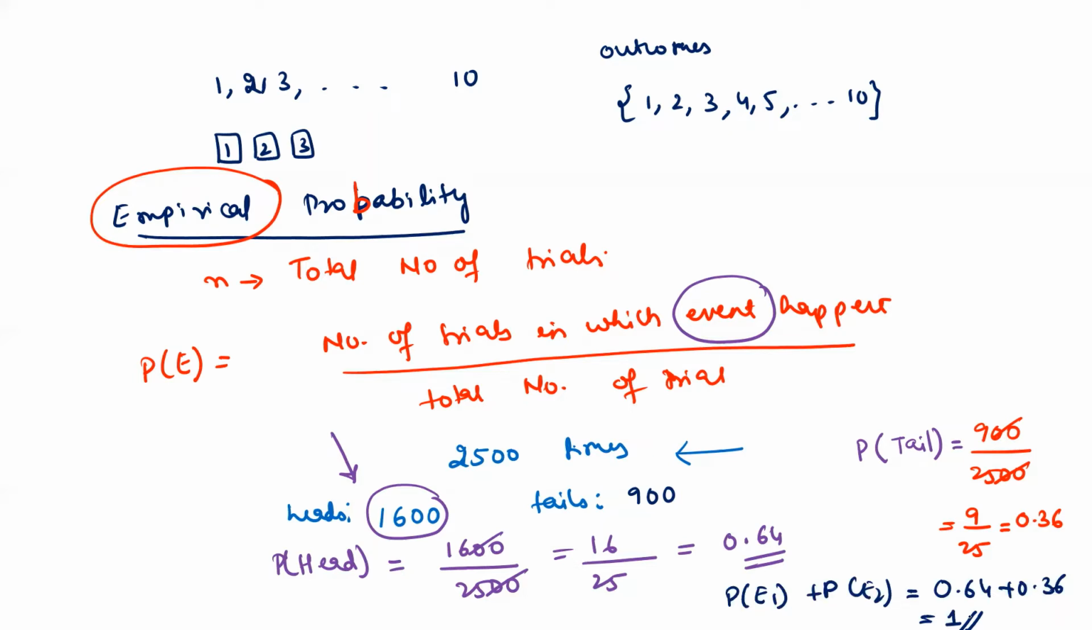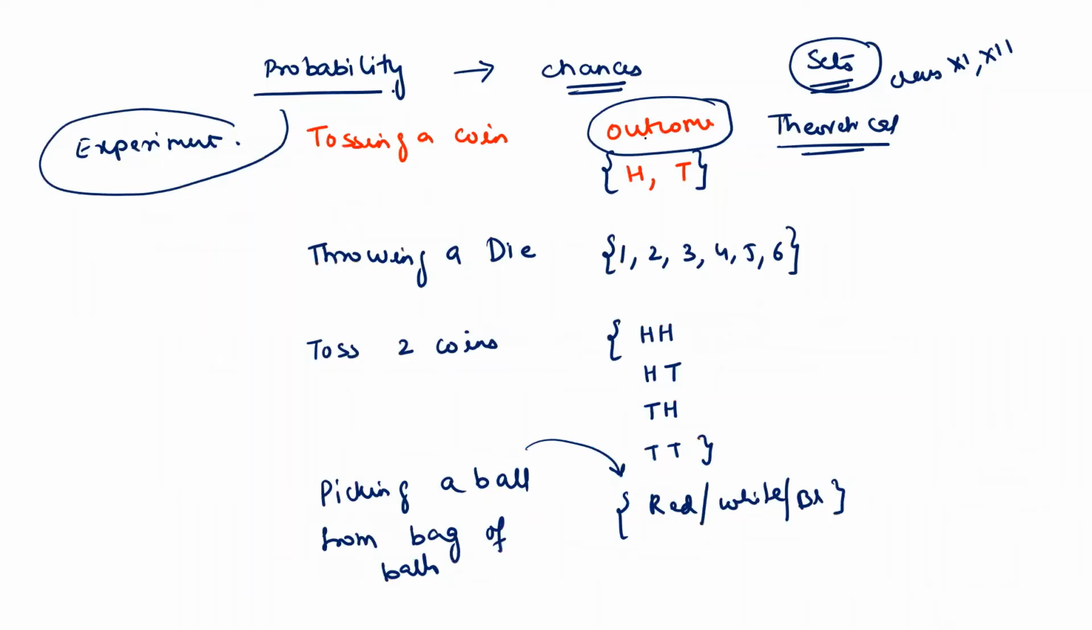If the result does not come, it is an impossible event, right? Yes, we'll talk about impossible event and sure event. Right now, we are talking about experiment, number of trials, and event. Getting a head is an event. Getting a tail is an event. Understood what is meant by event?